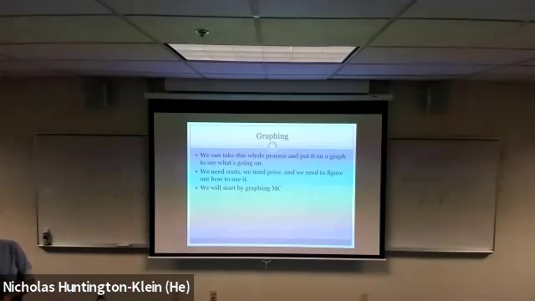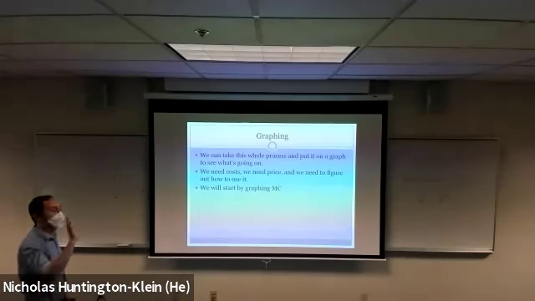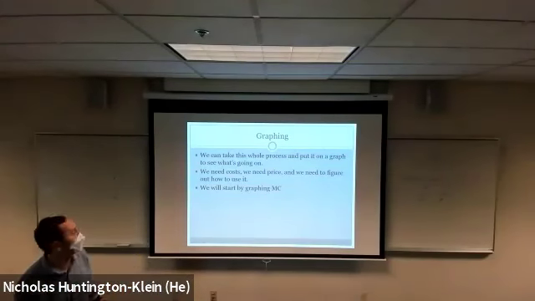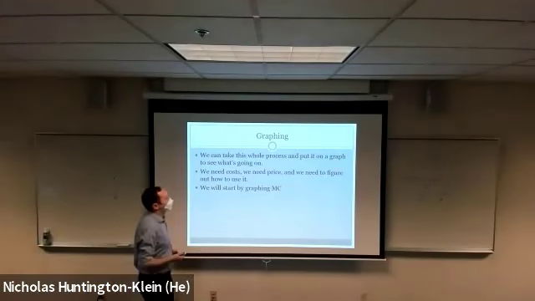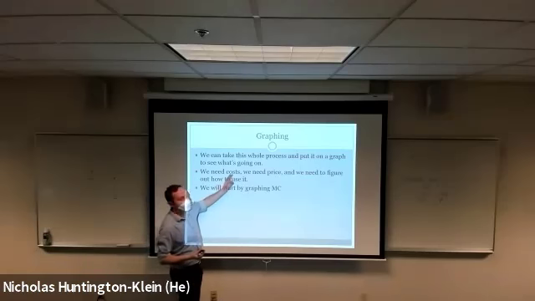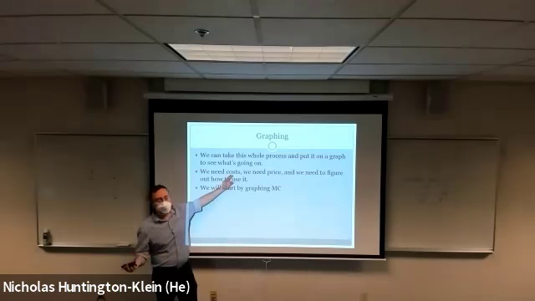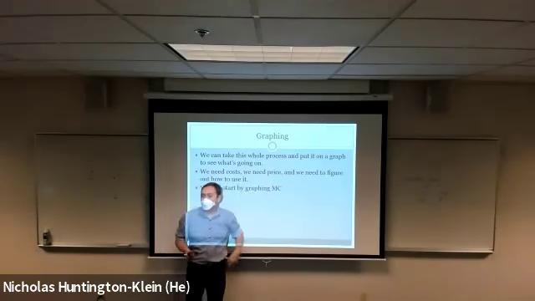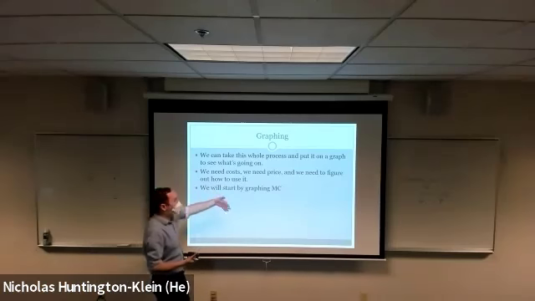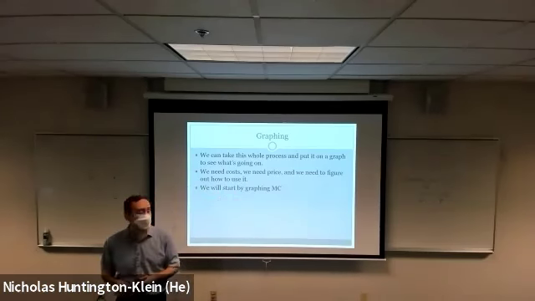So we're going to take this whole process and put it on a graph. It's going to show exactly what's happening inside each individual firm. So what do we need to figure out what an individual firm is going to do? Well, we're going to need their costs. We know the costs are going to be important because we need price equals marginal cost. We need their price, which is going to be important because they're using the price to determine how much to make. And we need to figure out how to use it. How can we actually maximize their profit?